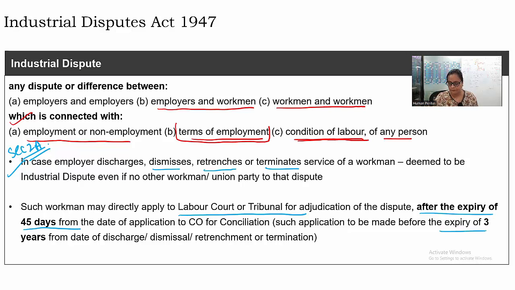That is, before the expiry of 3 years from the date of any such event. Any such event means from the date of discharge, dismissal, retrenchment or termination of service as the case may be.